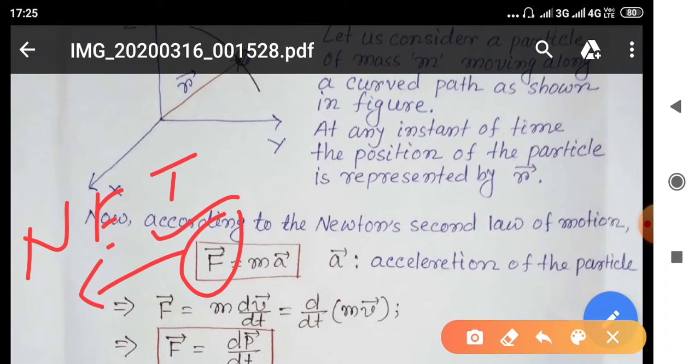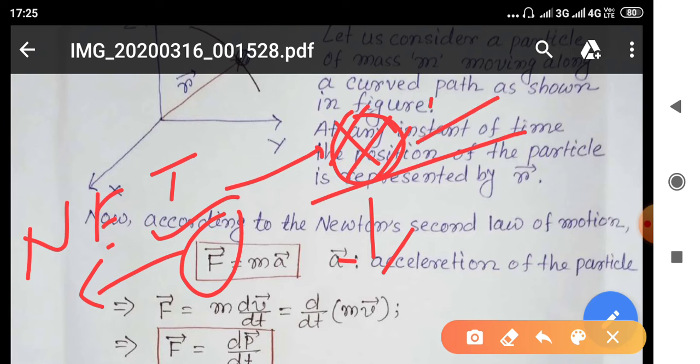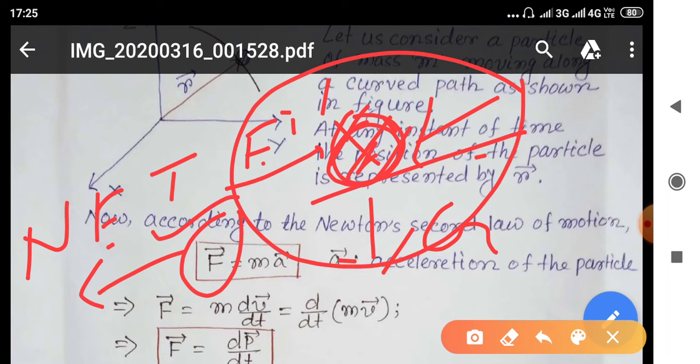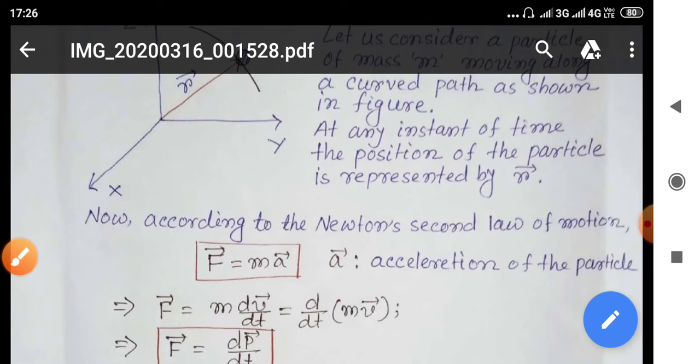So what do we mean by the net external force? If we consider the motion of an object, there may be several forces acting on that object. Maybe there is a gravitational force, an electromagnetic force, and a large number of known and unknown forces may act on that object, and due to the effect of all those forces, the object is moving along a path. So this F is the vector sum of all those forces.